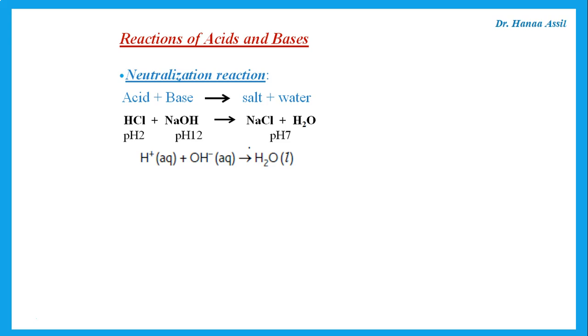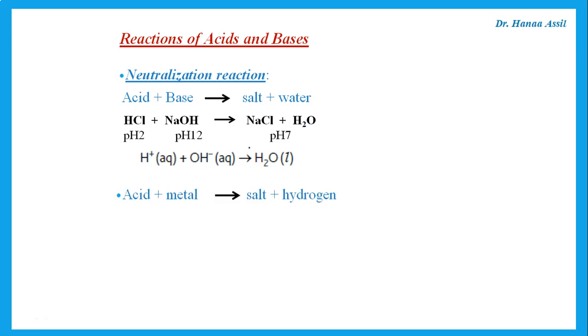Now, when H plus reacts with OH minus, this is how we get water, H2O. So please remember that this is the ionic equation for neutralization reaction: H plus, which is aqueous, plus OH minus, which is aqueous. We said aqueous means dissolved in water. This gives H2O, and the H2O is a liquid. So acid plus base gives salt plus water.